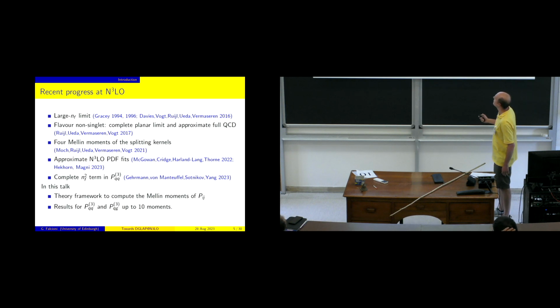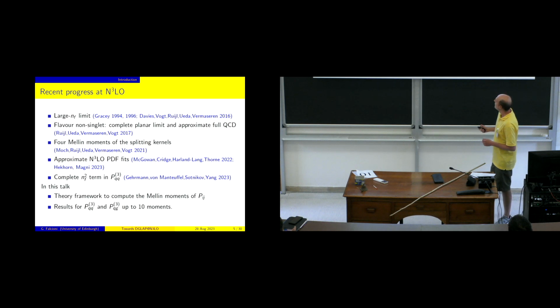First, in the large NF limit, where in 2016 there was an improvement of the original result from 20 years before. And then already 6 years ago, we had the complete planar limit of the flavor non-singlet evolution and an approximation of the complete QCD flavor non-singlet. And then we had to wait a few years to get the first 4 Mellin moments of the splitting function that has already been used to get some approximate N3LO PDFs. And this avenue of getting approximate N3LO fits is still ongoing.